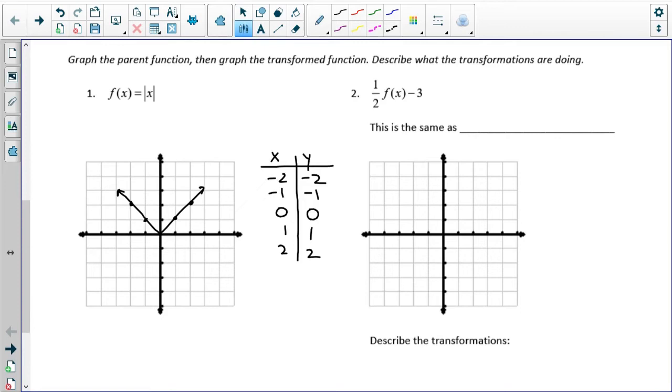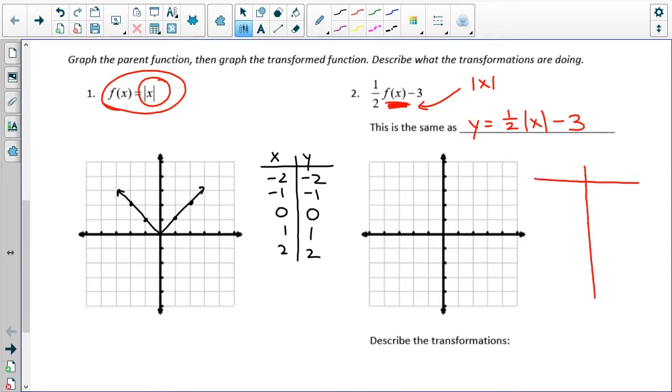Now if I take a look at 1/2 times f of x minus 3, notice that in this problem, f of x is equal to the absolute value of x. So I'm going to rewrite this as 1/2 absolute value of x minus 3, because I can replace f of x with the absolute value of x in this problem. That won't be the case in every problem, but in this particular problem, f of x is the absolute value of x. So if I plotted some points on this graph, if I plotted 0, I'd get -3. If I plotted 1, I would get -2.5 or -5 halves. If I plotted 2, I would get -2, and so on.